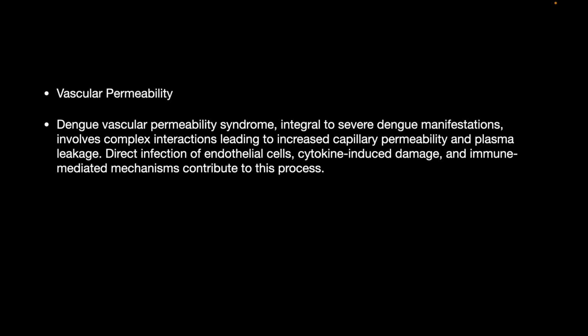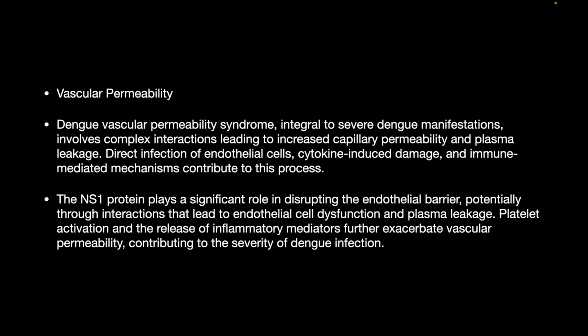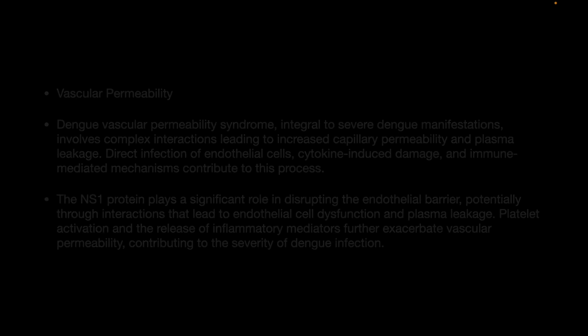Next is vascular permeability. The dengue vascular permeability syndrome, integral to severe dengue manifestation, involves complex interaction leading to increased capillary permeability and plasma leakage. Direct infection of the endothelial cells, cytokine induced damage, and immune mediated mechanism contribute to the process. The NS1 protein again plays a significant role in disrupting the endothelial barrier, potentially through interactions that lead to endothelial cell dysfunction and plasma leakage. Platelet activation and the release of inflammatory mediators further exacerbate vascular permeability, contributing to the severity of the dengue infection.